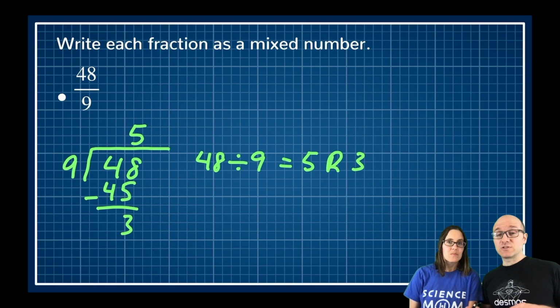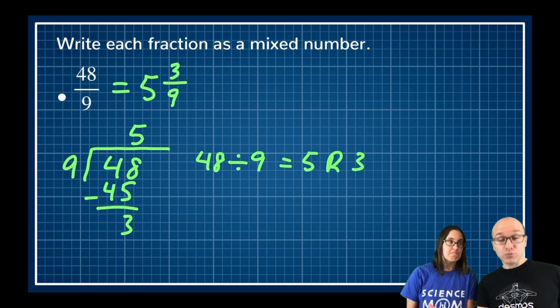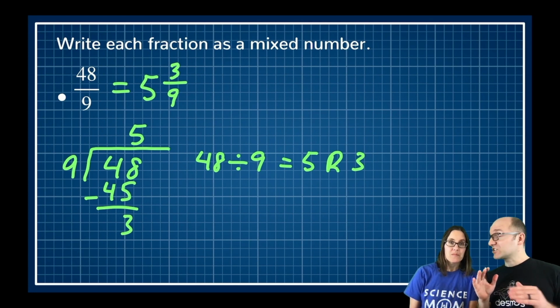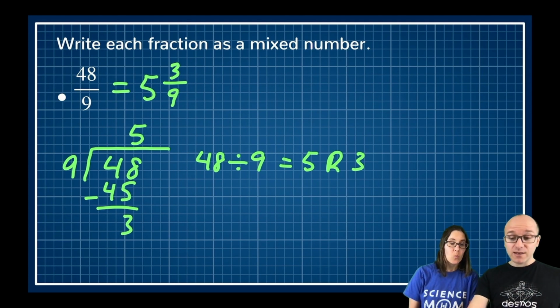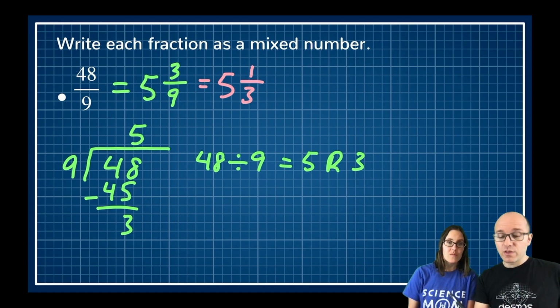But in this case, it's 5 with 3 parts left over, and that's going to help us write this as a mixed number. It's 5 and 3 parts out of 9. Yeah, so 5 and 3/9. Now, that's actually not in its simplest form, so let's take a moment. We can rewrite the fraction 3/9. If we take that 3/9 and divide by 3 on top and bottom, we would get 1/3. So 5 and 1/3.